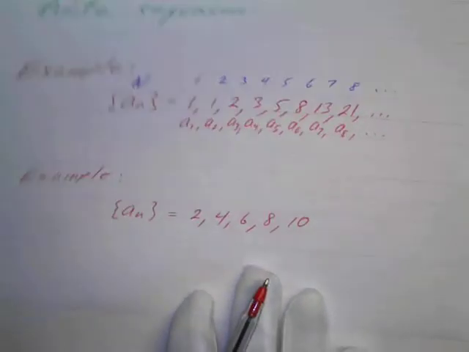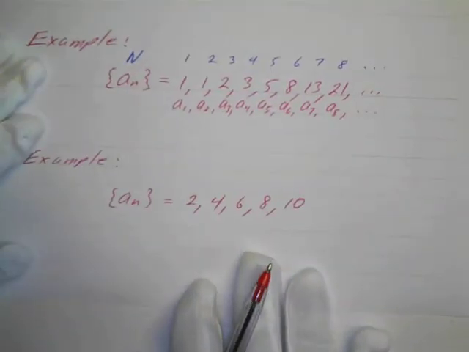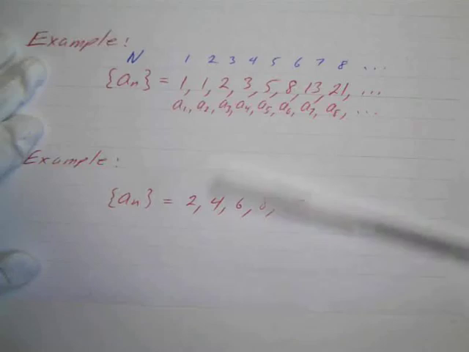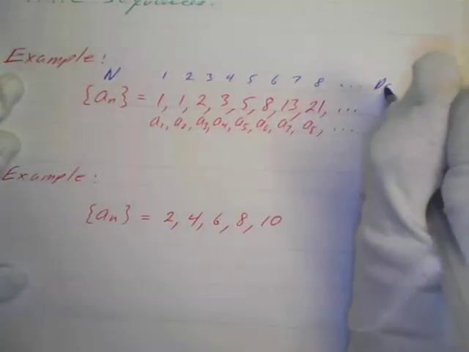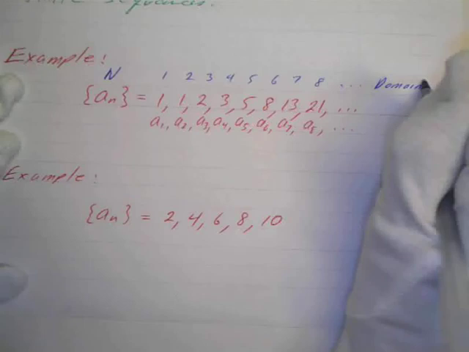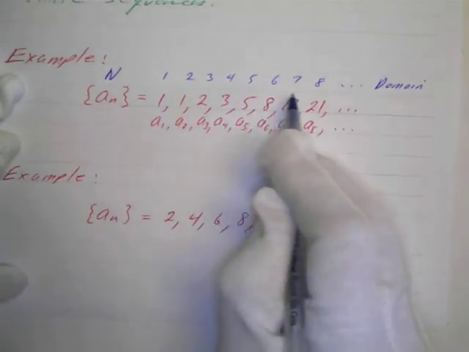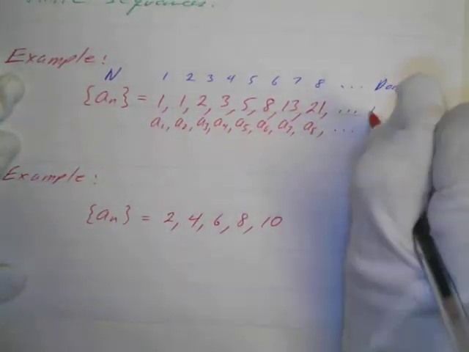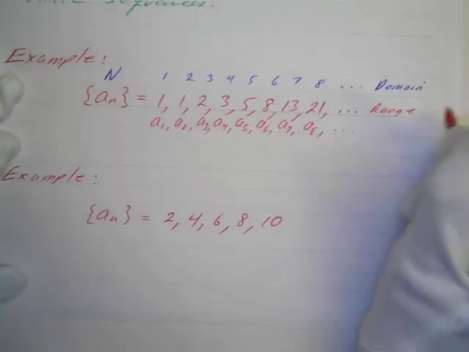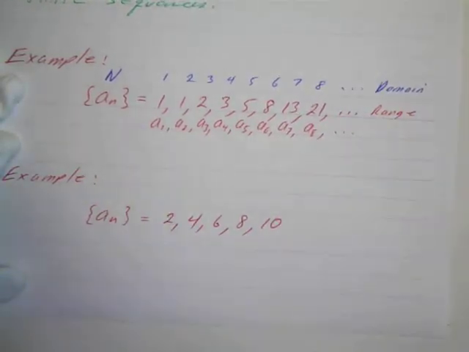All right. Now we have another sequence over here, a sub n. Actually, I could probably write this a little bit better for you. This would be the domain, going 1, 2, 3, 4, 5, 6, 7, 8, going on forever, and this is the range. Actually, the values of the sequence, or the values of that function.